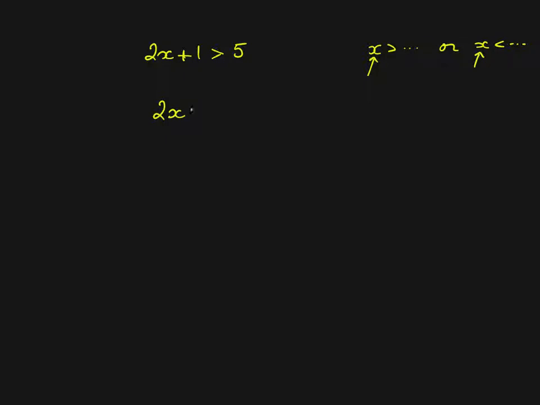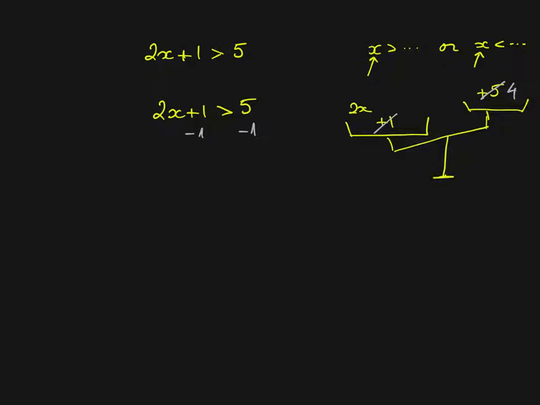So if I'm looking at both sides, it's like you have a balance, but you know that this side is heavier than the other side. Because you know that (2x plus 1) is heavier than +5. It's bigger than +5. You solve it same as you solve linear equations. So if you subtract 1 from both sides, the balance will still be inclined towards the left.